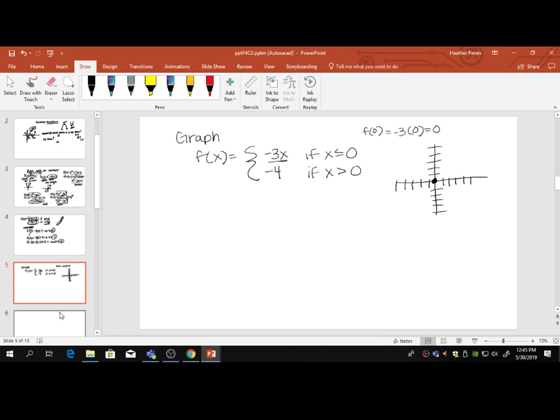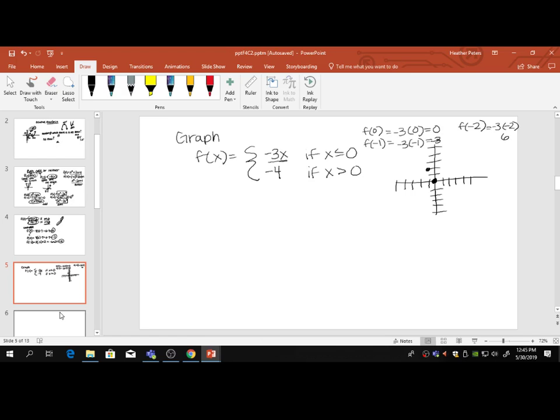And then some other values when x is less than or equal to 0. Well, if x is negative 1, that's less than 0. So I could plug that in. Negative 3 times negative 1 is positive 3. So at negative 1, I'm at positive 3. Let's try another one. F of negative 2, that's also less than 0. So negative 3 times negative 2 is positive 6.